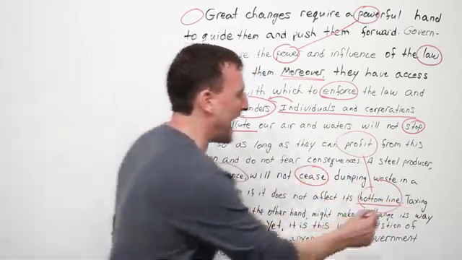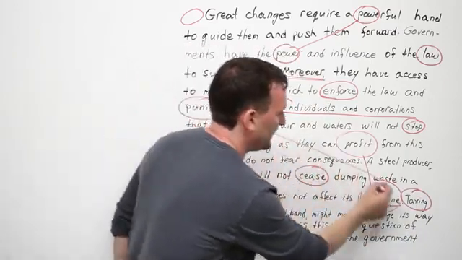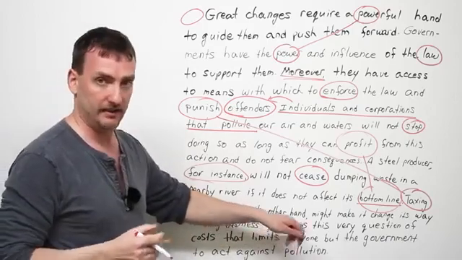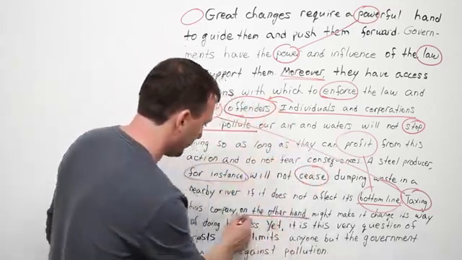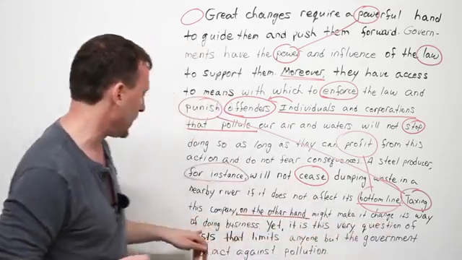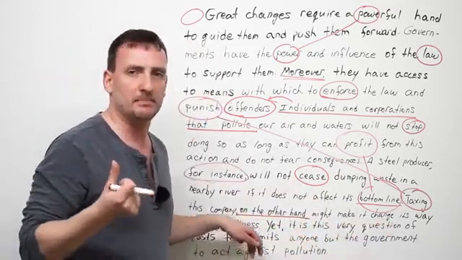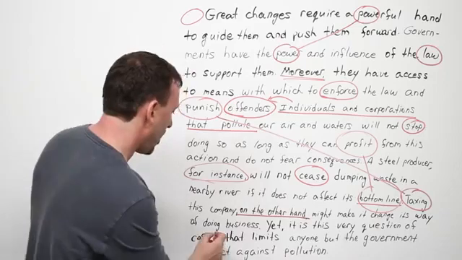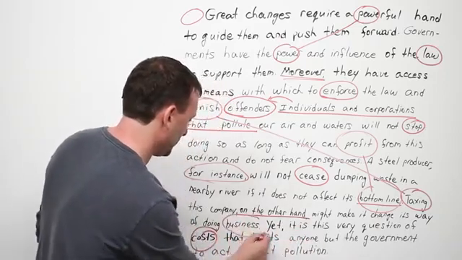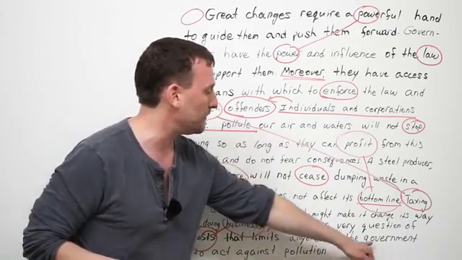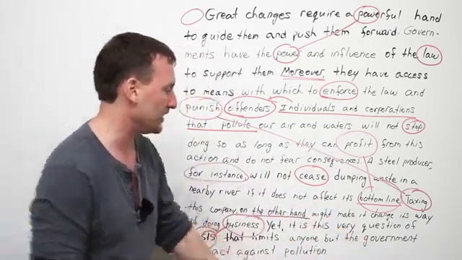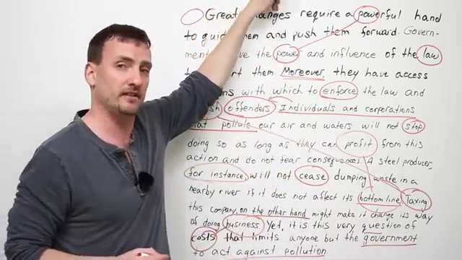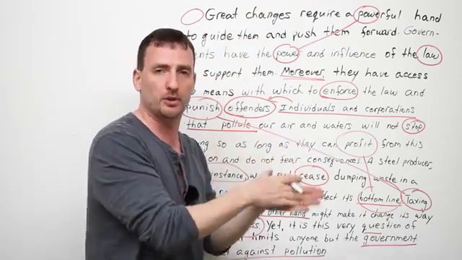Taxing this company, so taxing is a form of punishment for companies, especially. Taxing this company, on the other hand, so now I'm giving the other side of the situation, might make it change its way of doing business. Again, what is business? Business is all about making money, costs. Yet it is this very question of costs, and I'm connecting it to business, that limits anyone but the government to act against pollution. I bring it right back to government acting against pollution. This is my overall thesis. Governments must act to stop pollution, right?